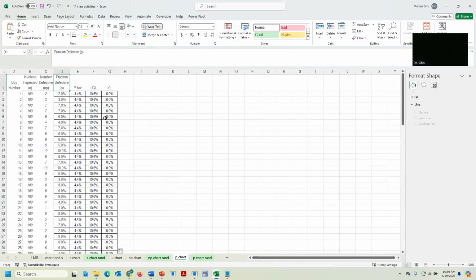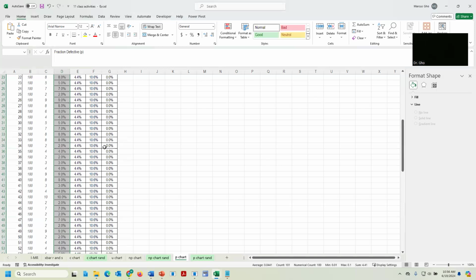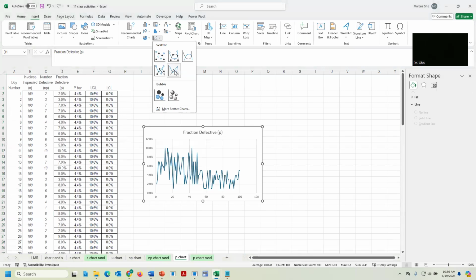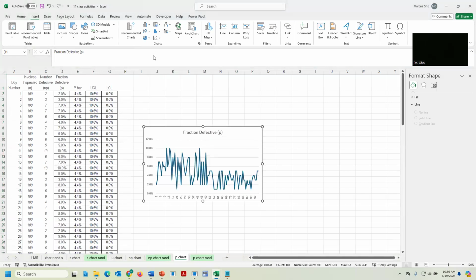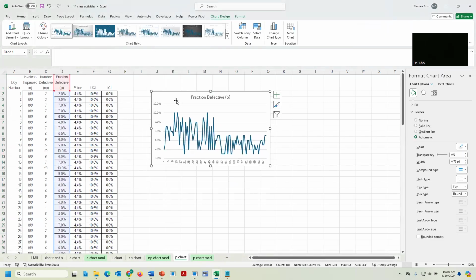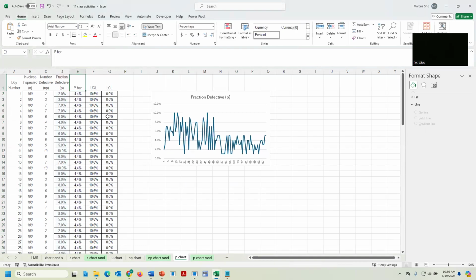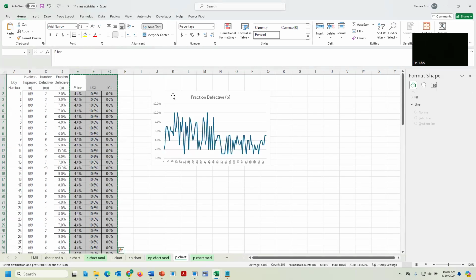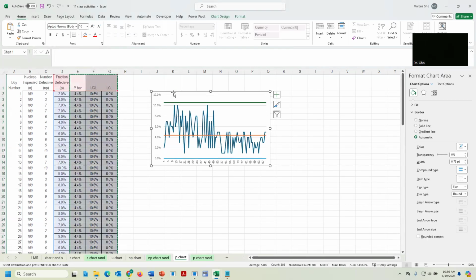We can graph these out. Insert. Fraction defective. And then I'm going to add a balance we can figure out. Okay, so if we're using 3 standard deviations, we can see that it goes up and down a lot. So they have really good days and really bad days.